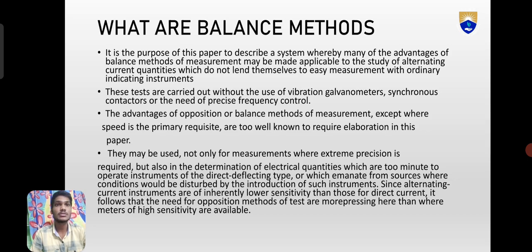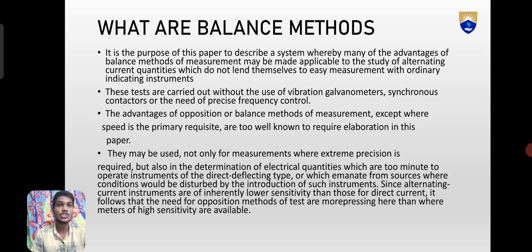The advantages of opposition or balance methods of measurement, except where speed is the primary requirement, are too well known to require illustration in this paper. They may be used not only for measurements where extreme precision is required, but also in the determination of electrical quantities which are too small to operate instruments of the direct deflection type, or which come from a source whose conditions will be disturbed by the introduction of such instruments.